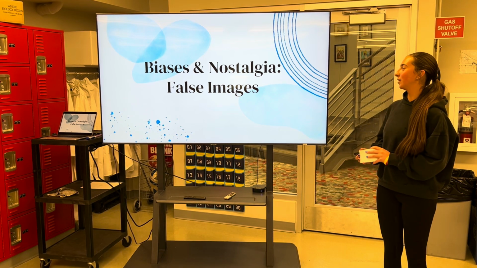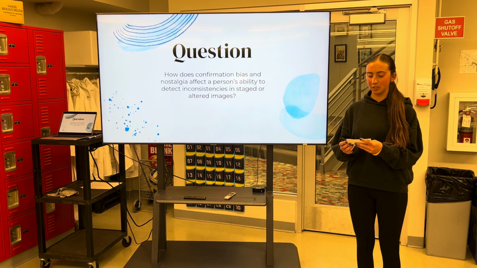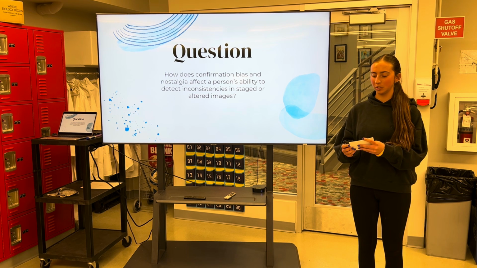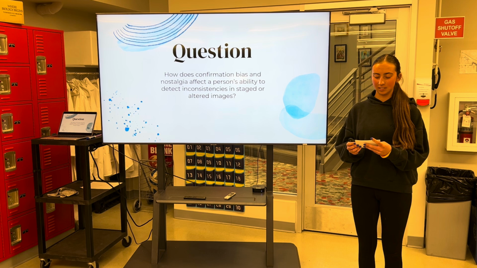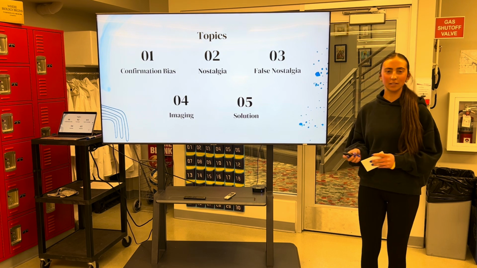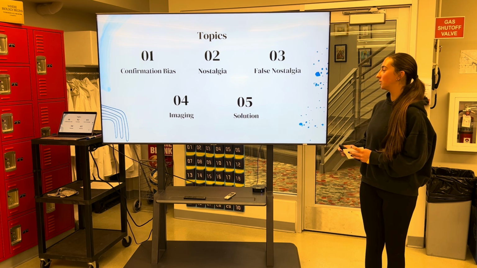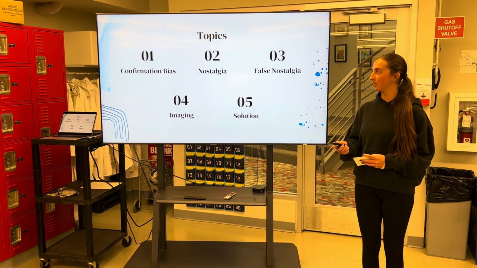Biases and nostalgia in false imaging. My research question is, how does confirmation bias and nostalgia affect a person's ability to detect inconsistencies in staged or altered images? The topics I will be covering today are confirmation bias, nostalgia, false nostalgia, imaging, and my solution.